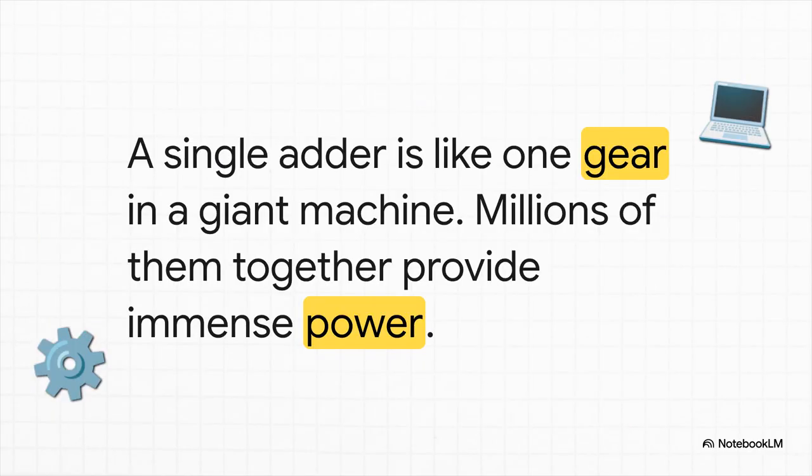You can think of it like this. A single adder is pretty simple, kind of like one little gear in a giant machine. It can't do a whole lot on its own. But when you combine millions or even billions of these tiny, perfect little gears, you get the immense computational power that runs our entire modern world.